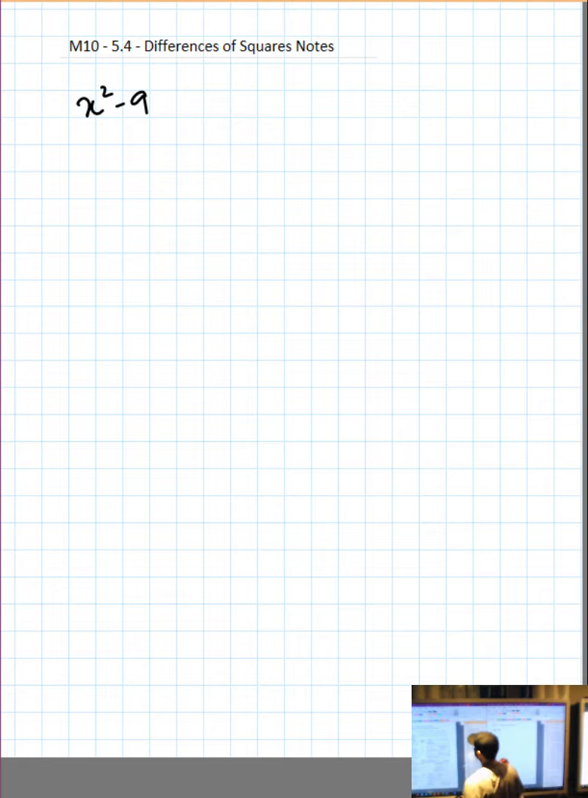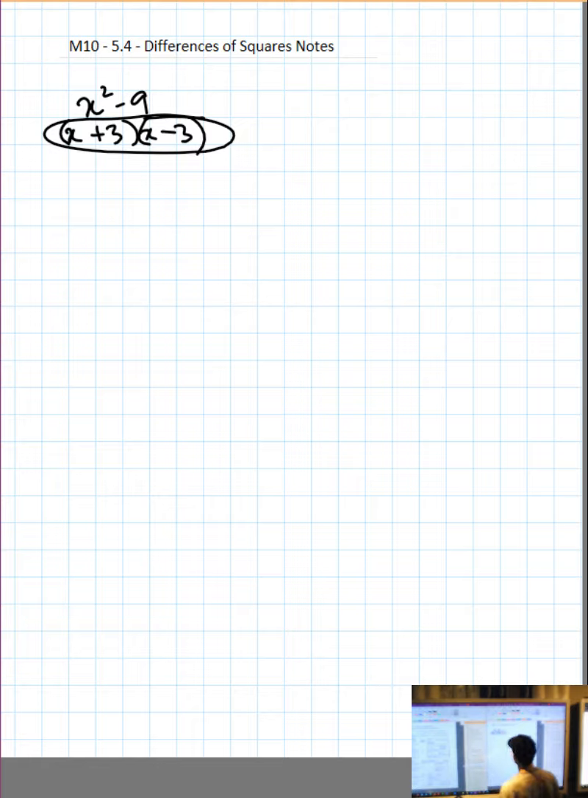So in the steps, in the English sentences off to the right, we're going to set up 2 sets of brackets. First of all, before that, we're going to identify that the square root of 9 is 3. We have to be able to square root both numbers. So we're going to put a plus sign and a minus sign in between them. And we're going to go, what times what is x squared? X and x. What times what is negative 9? Positive 3 and negative 3. Called the difference of squares. Just set up your brackets and think about what goes there.